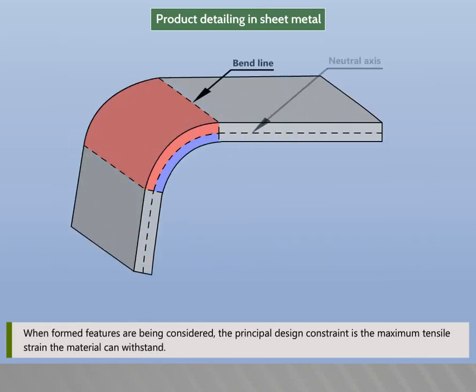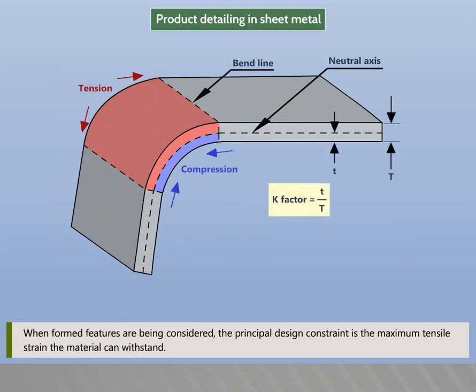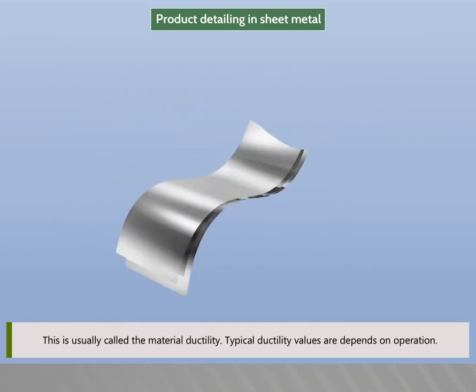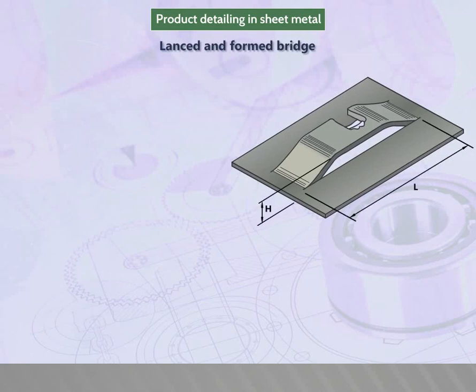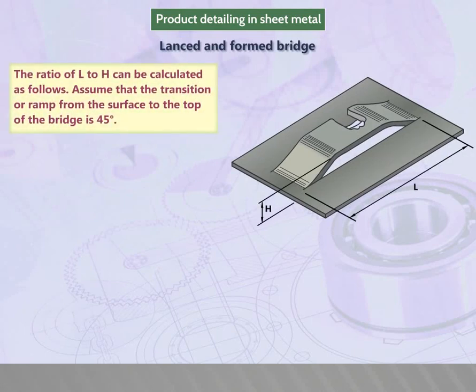When formed features are being considered, the principal design constraint is the maximum tensile strain the material can withstand. This is usually called the material ductility. Typical ductility values depend on the operation. Lanced and formed bridge. Thus, if a lanced and formed bridge, as shown in the figure, the ratio of L to H can be calculated as follows.